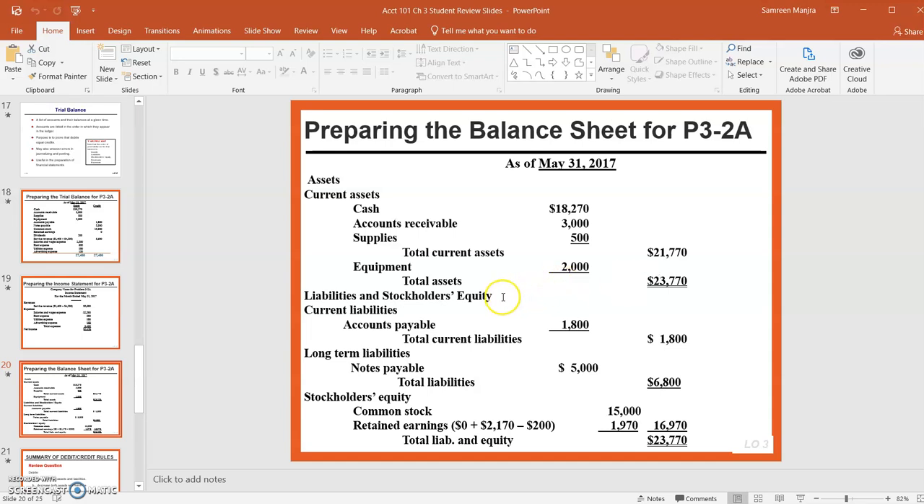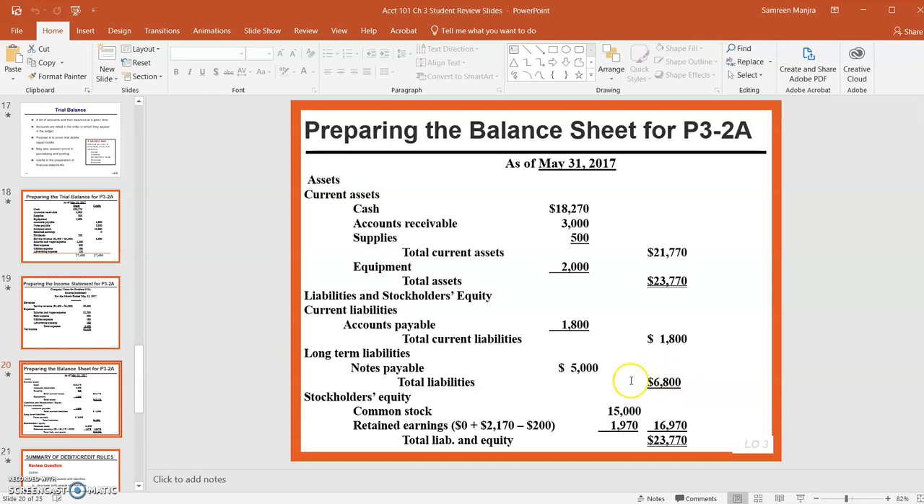For liabilities and equity, we start off with our current liabilities, which is accounts payable. And then we have our long-term liabilities. This particular example wasn't very specific, but I included notes payable as a long-term liability. In your homework and online problems, you will be given some specific information when it comes to notes payable for the classification between current and long-term. And then you're going to have your total liabilities.